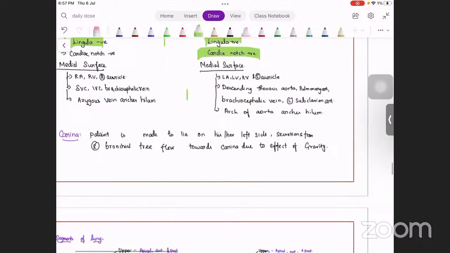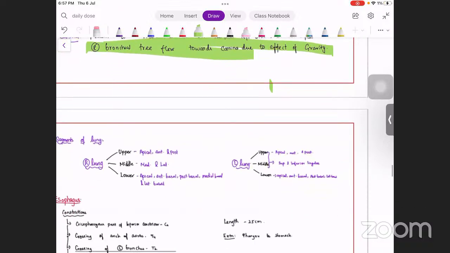Then you have the carina. When the patient is made to lie on his right side, secretion from the right bronchial tree will flow towards the carina due to the effect of gravity. This is the importance of carina, people. What is the importance of carina? Whenever the patient is made to lie on his left side, secretion from the left bronchial tree will flow towards the carina due to the effect of gravity.